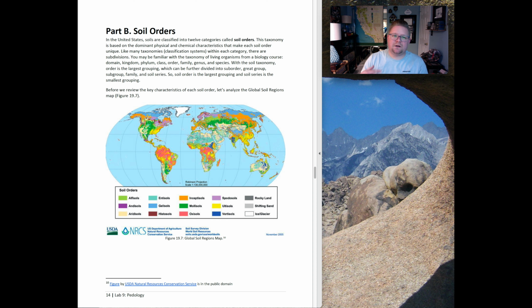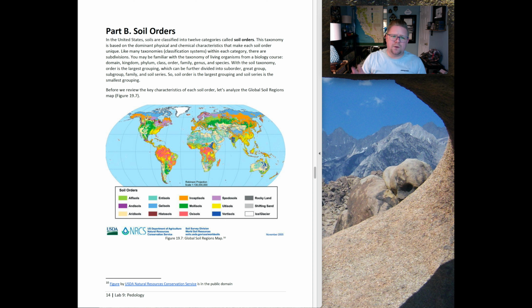So part B is called soil orders. In the United States, soils are classified into 12 categories known as soil orders. This is done by looking at both the physical and the chemical characteristics of each type of soil. Each soil itself can be subdivided into subcategories, just like you would with anything else. When we talk about climate, it has major categories, but then there are subcategories within that.